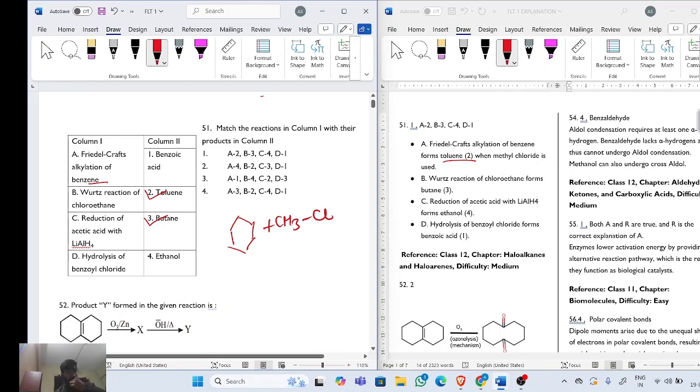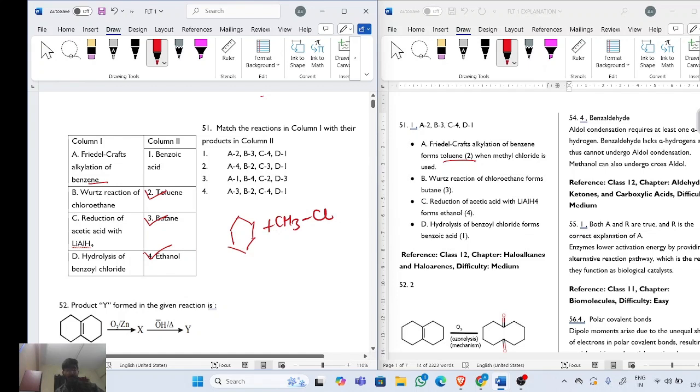Now, reduction of acetic acid with lithium aluminium hydride. We know lithium aluminium hydride is a strong reducing agent, so it will directly reduce acetic acid to ethanol, directly to the OH group. So option number C will be ethanol, because acetic acid has two carbons and ethanol also has two carbons. There will be no change in the number of carbons.